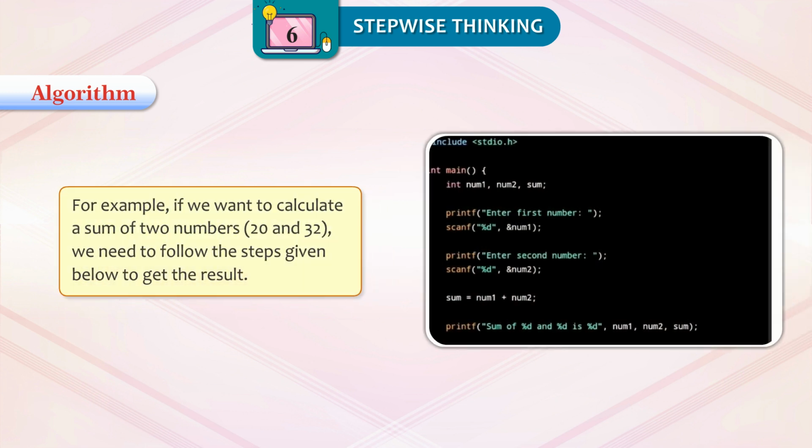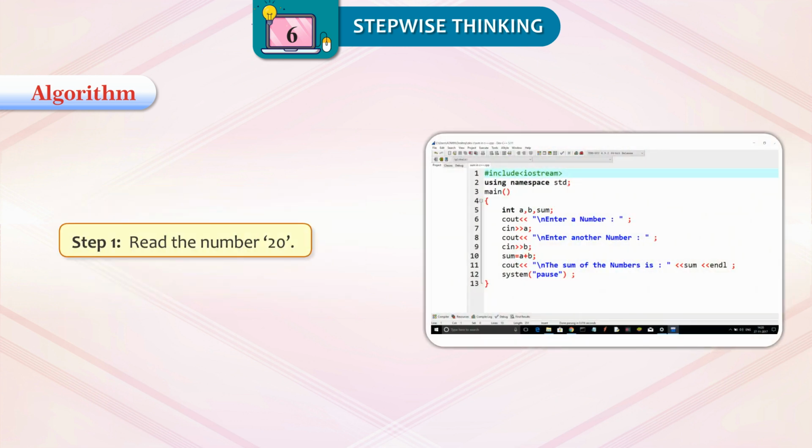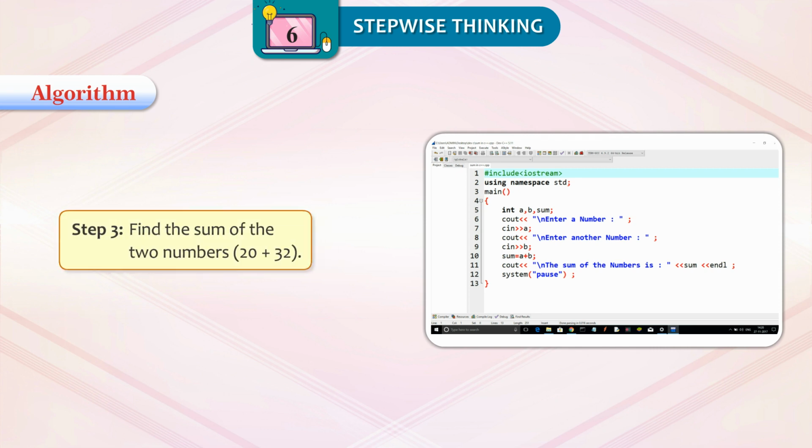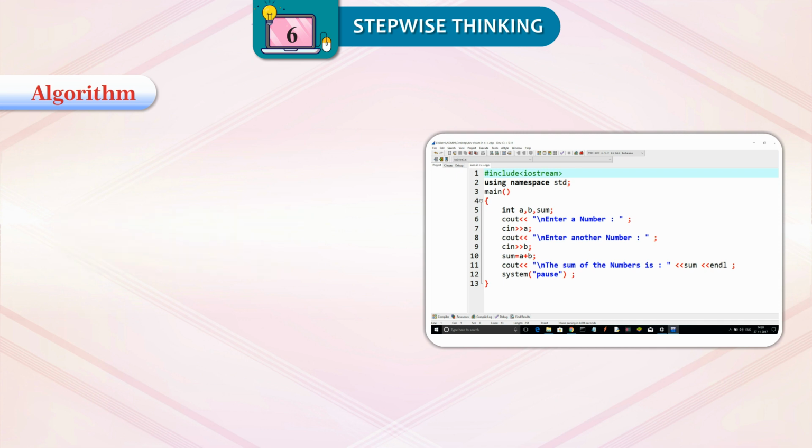For example, if we want to calculate a sum of two numbers, 20 and 32, we need to follow the steps given below to get the result. Step 1. Read the number 20. Step 2. Read the number 32. Step 3. Find the sum of the two numbers 20 plus 32. Step 4. Show the result 52.